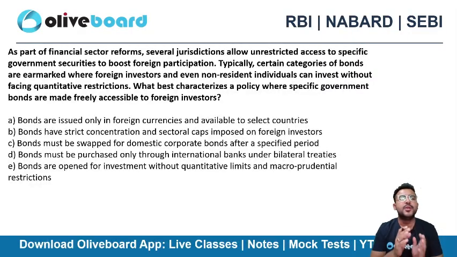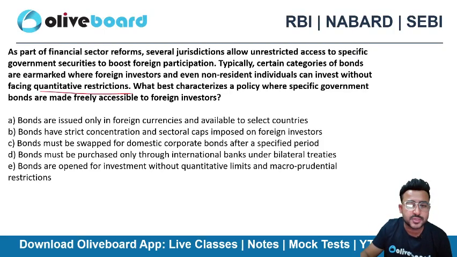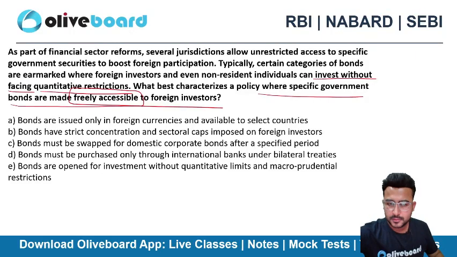Next is, as part of the financial sector reforms, several jurisdictions allow unrestricted access to specific government securities to boost foreign participation. Typically, certain categories of bonds are earmarked where foreign investors, even non-resident individuals, can invest without facing any kind of quantitative restrictions. So there is no restriction based on the amount. What best describes a policy where specific government bonds are made freely accessible to the foreign investors?